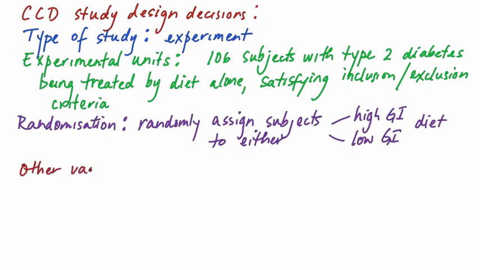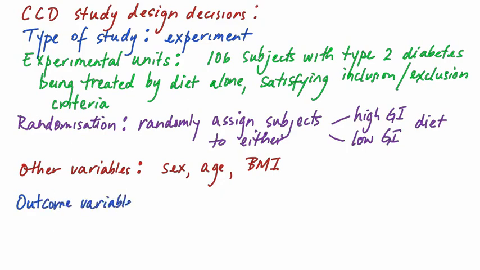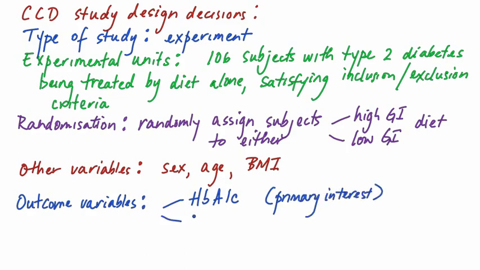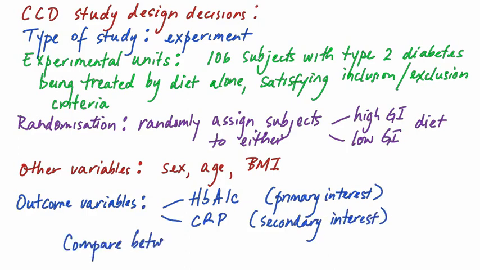We'll take some basic measurements on each subject, including sex, age, and BMI. We'll have them follow their diet for a year, and then we'll measure their HbA1c concentrations to assess diabetic control, which is our primary interest, and we'll measure their level of C-reactive protein to assess their risk of heart disease. And then we'll compare these measurements between our two diet groups.